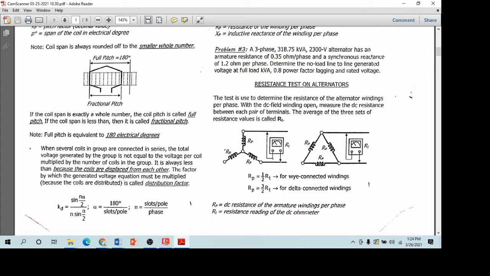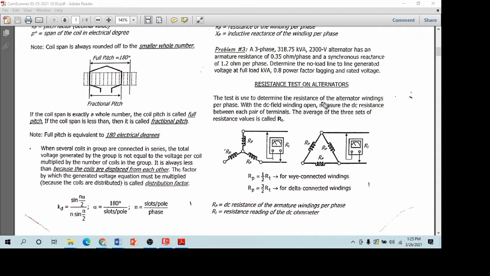Take note that we are going to measure the DC resistance between pairs of terminals. Since we have an alternator with an AC output, there is a certain factor that we need to consider in measuring or in having the test and the actual.